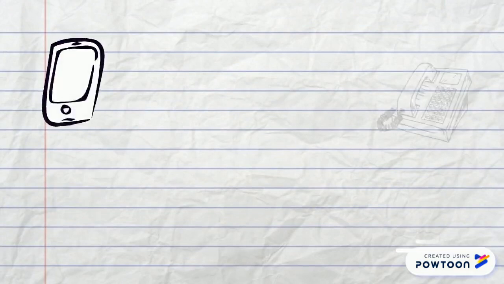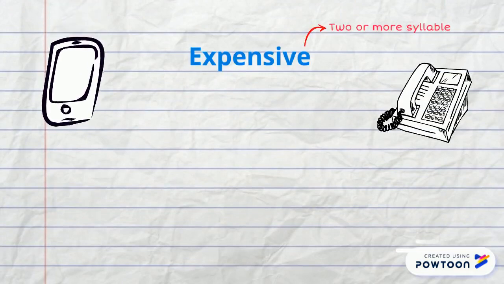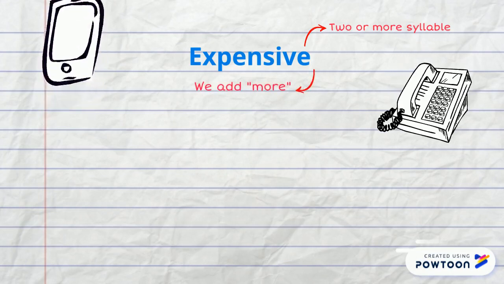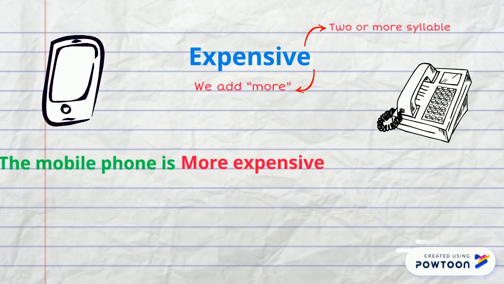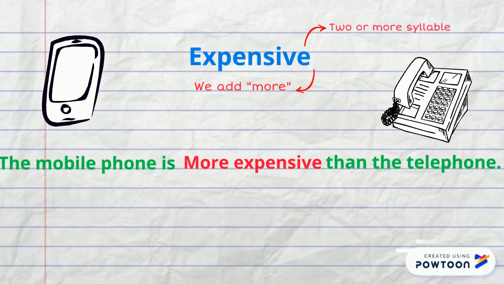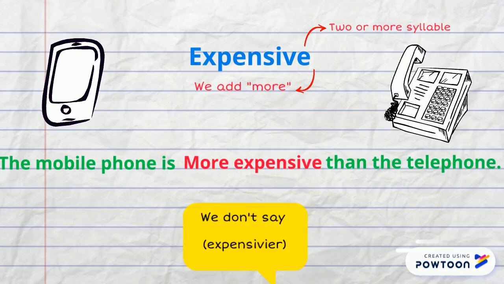For long adjectives like expensive, we add more before the adjective. For example, the mobile phone is more expensive than the telephone.